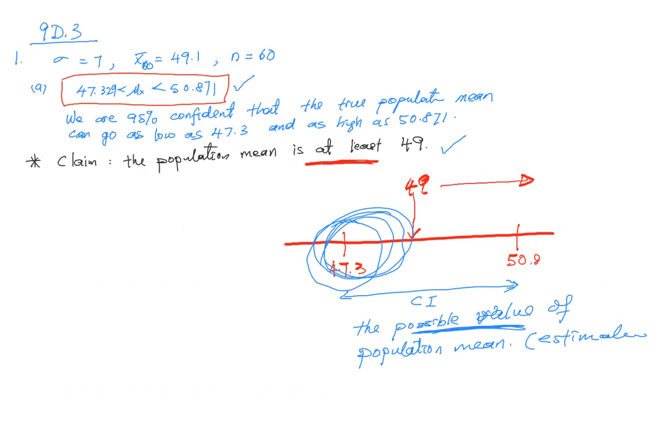So that gives you a very good understanding of what I mean by confidence interval. That means you are using a sample mean to make an estimation of all the possible population means. So it lies within the interval. So my population mean can be 47.3, it can be 50.8.